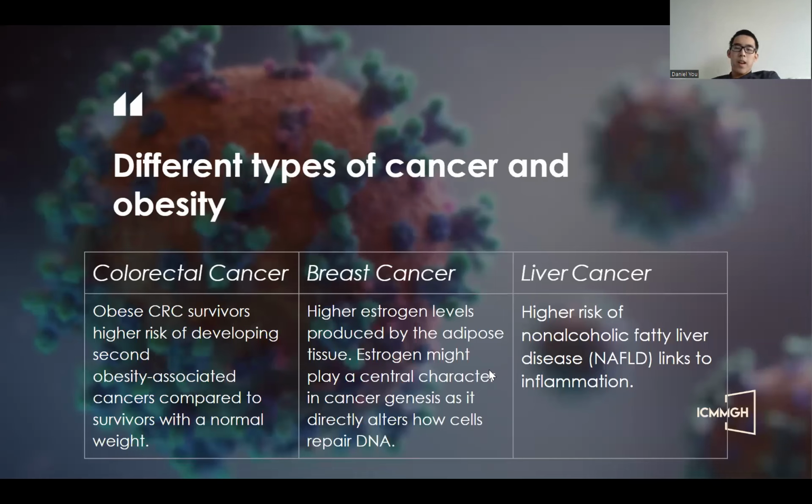For the review paper, I mainly analyzed 3 different types of cancer, which are colorectal cancer, breast cancer, and liver cancer. For colorectal cancer, I concluded that obese colorectal cancer survivors have a higher risk of developing a second obesity-associated cancer compared to survivors with a normal weight.